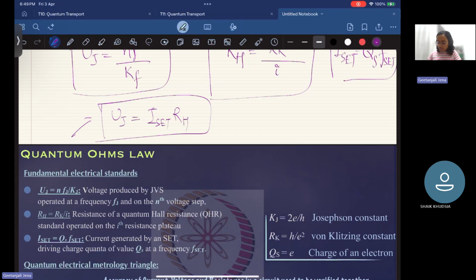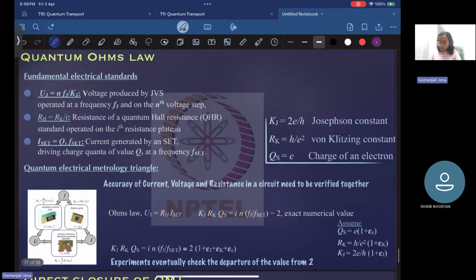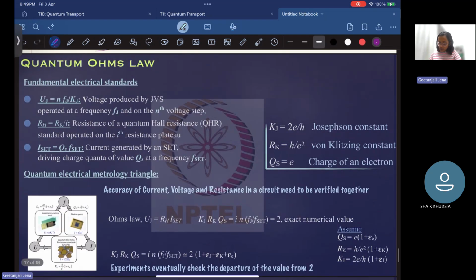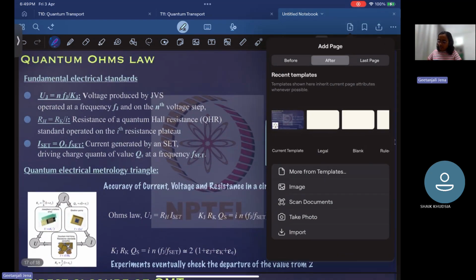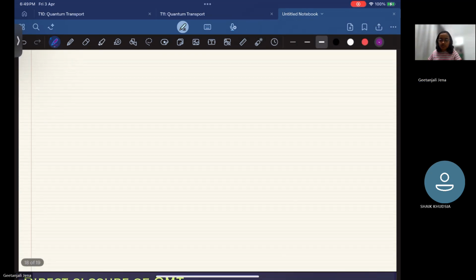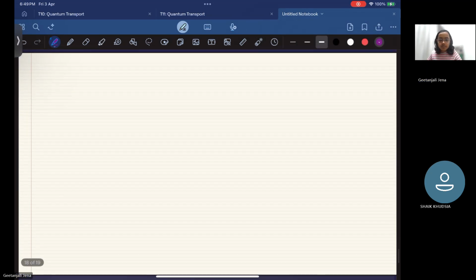So now let us see what the accuracy of this relation is, how accurate this relation is. For this, one experiment has been done. This is what we call the quantum triangle experiment, to measure the accuracy of the current standard, the voltage standard, and the resistance standard. So I saw you writing something in the chat box. Let me know if you have a doubt. Okay.